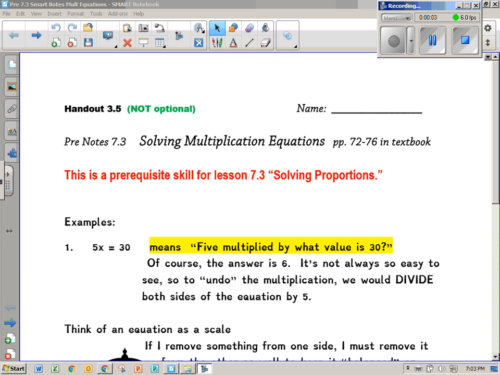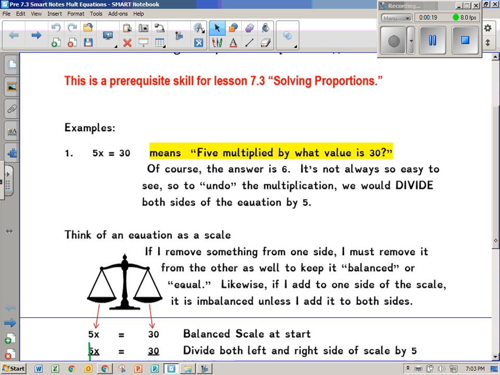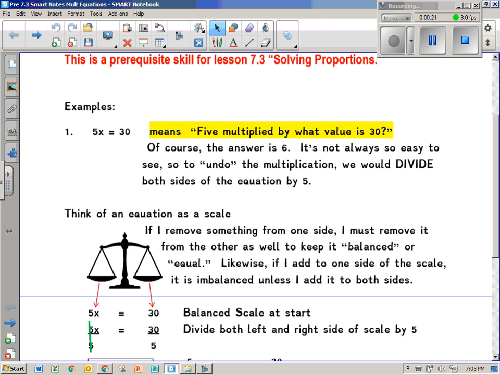Well, in order to do the next section, you're going to have to be able to solve what I call a one-step multiplication equation. So this is a skill that you'll use repeatedly in the homework for 7.3.